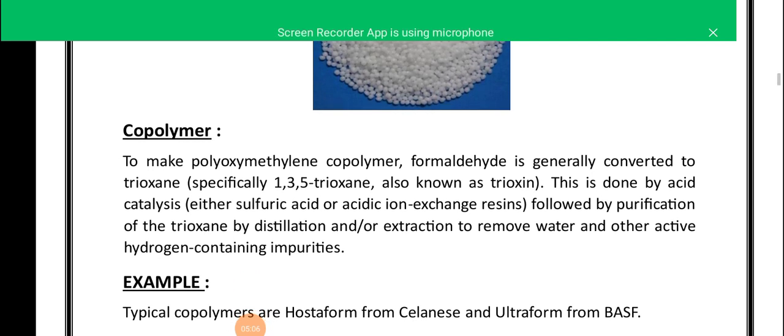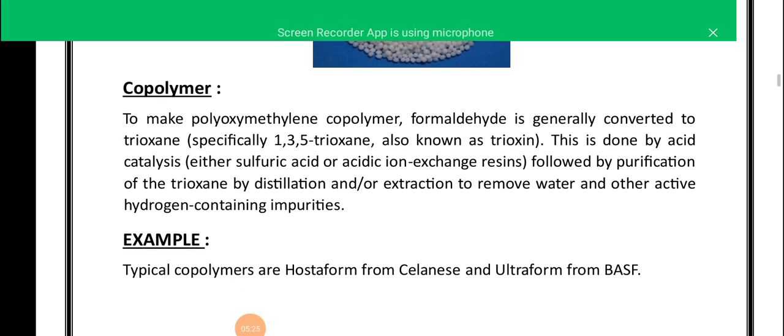Now we study the production of copolymer. In order to make polyoxymethylene copolymer, formaldehyde is generally converted to trioxane. Trioxane, specifically 1,3,5-trioxane, is also known as trioxane. This is done by acid catalysis.